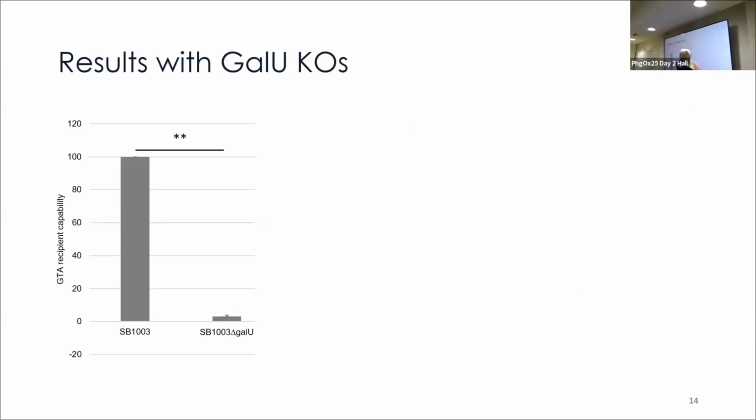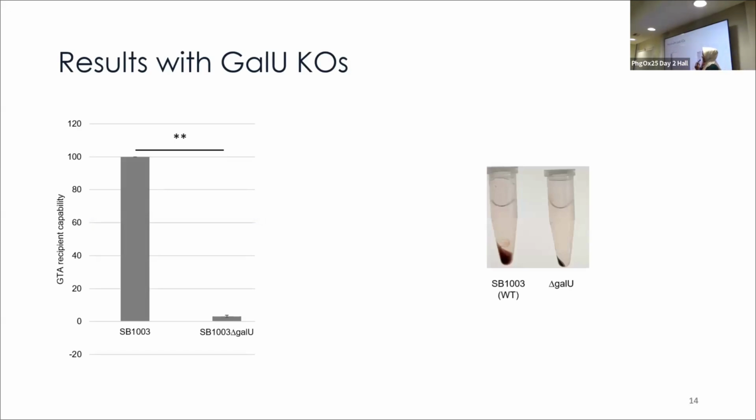So this graph is showing the relative recipient capabilities of the wild-type strain, SB1003, and the delta galU mutant. And as you can see, the recipient capability went down by like 95%, and that would have been great. However, we had a concern.